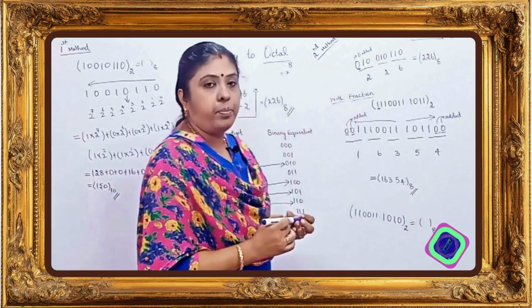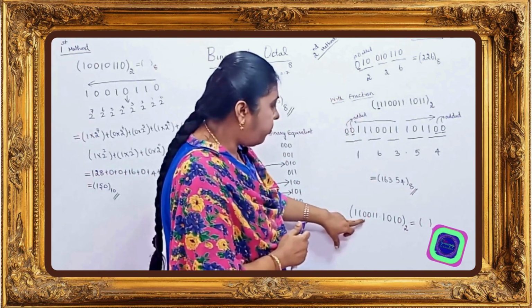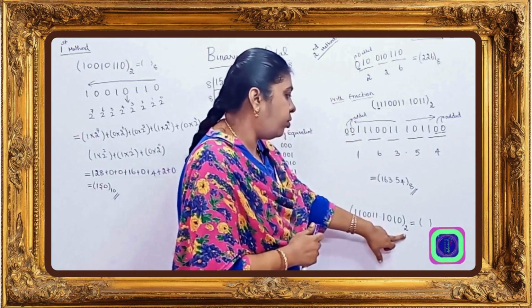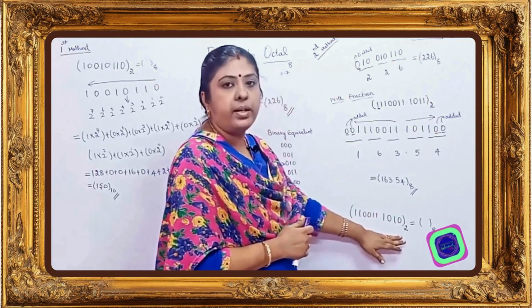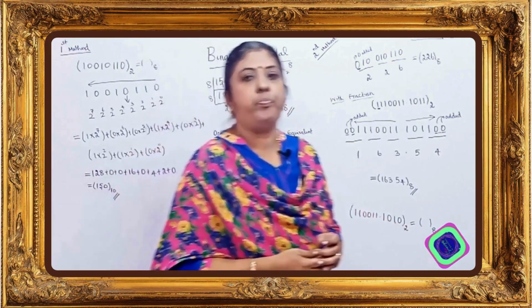That is the octal value here. Now a small task for you. Convert 110011.1010 to the base of 2 to the octal number system. Consider this fractional binary number, convert it into octal, and write it in the comment section.